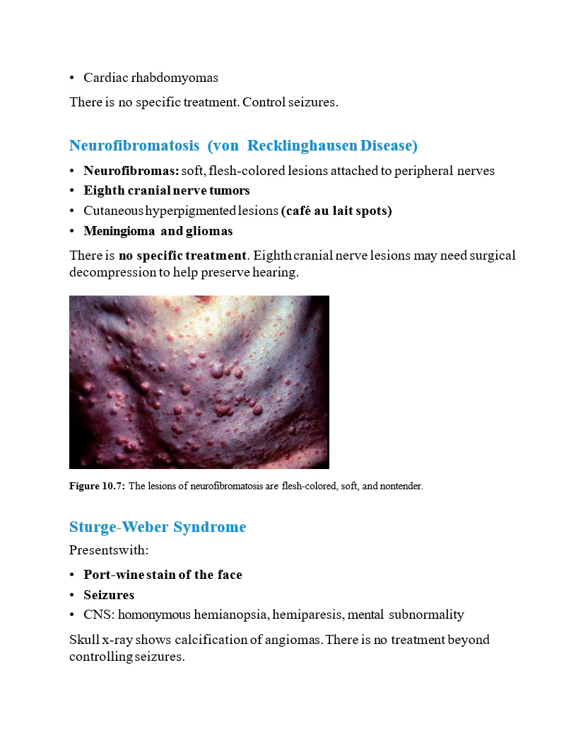Let's talk about neurofibromas. Neurofibromatosis is so-called von Recklinghausen disease. This clinical situation presents with a few signs and symptoms. Number one, neurofibromas, which are soft, flesh-covered lesions attached to the peripheral nerves. Number two, 8th cranial nerve tumors.